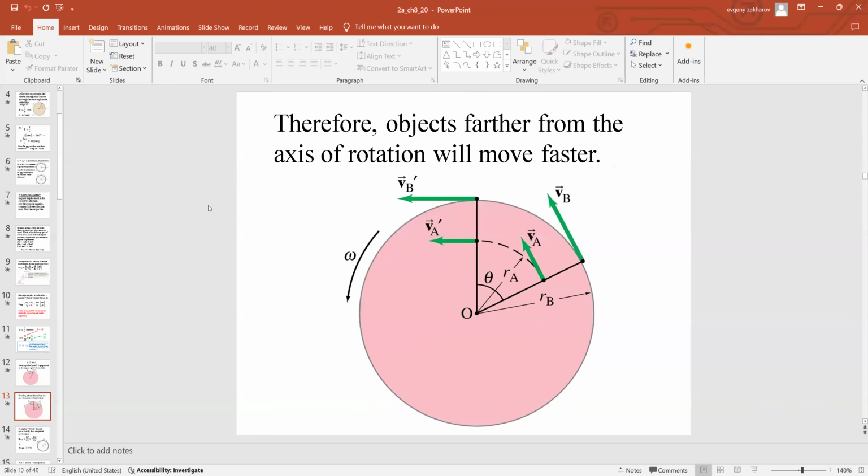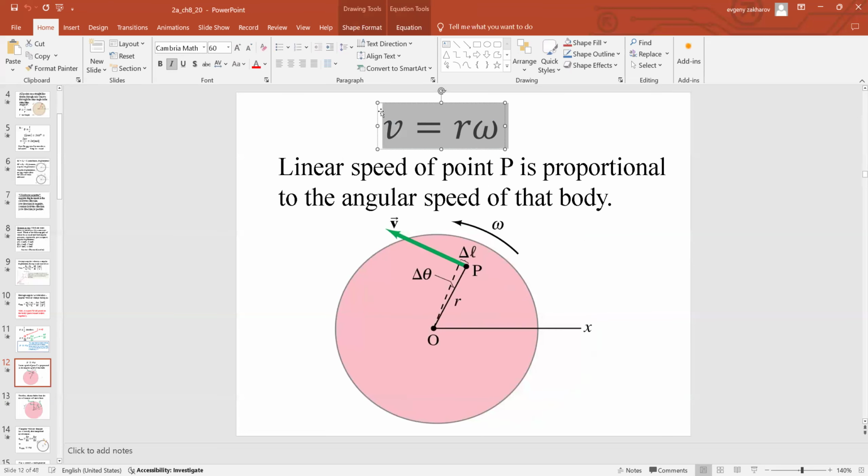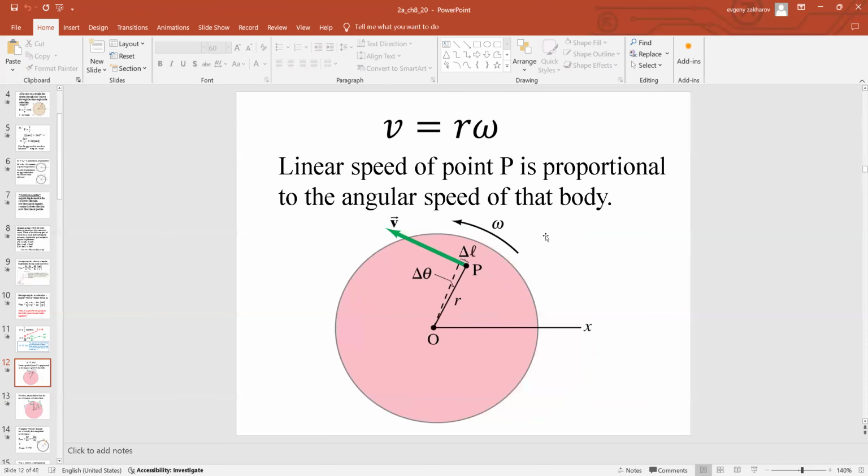So yeah, objects further from the axis of rotation will move faster. You see that the magnitude of this vector is less than the magnitude of the vector on the outer edge because of this relationship between linear velocity and angular velocity.